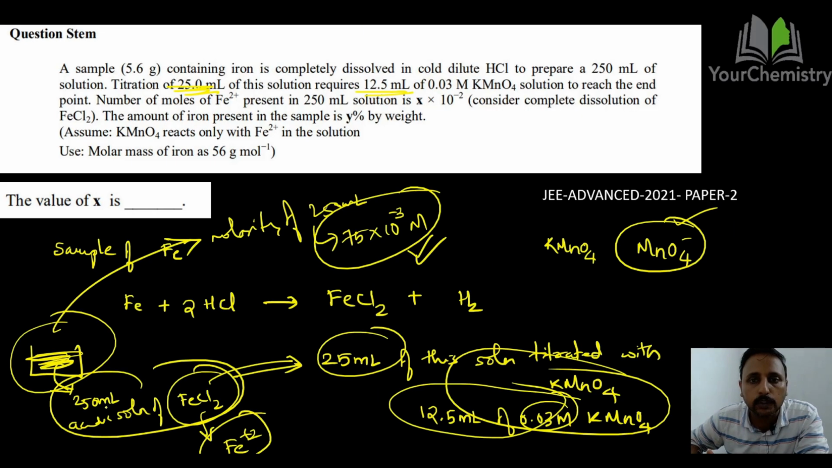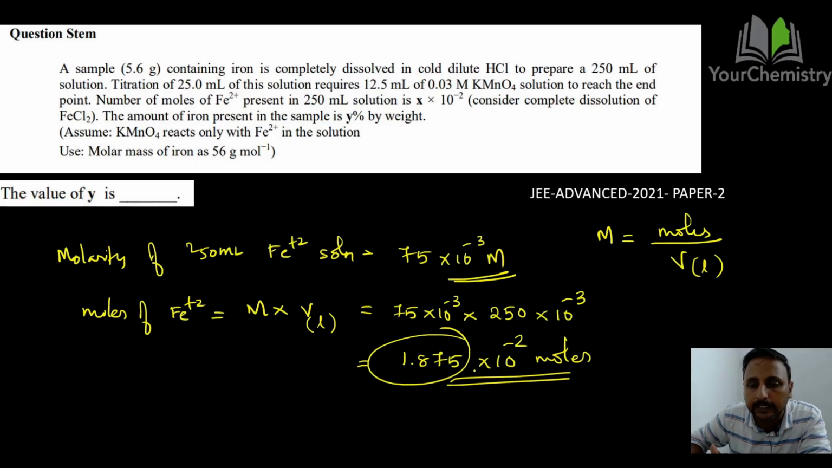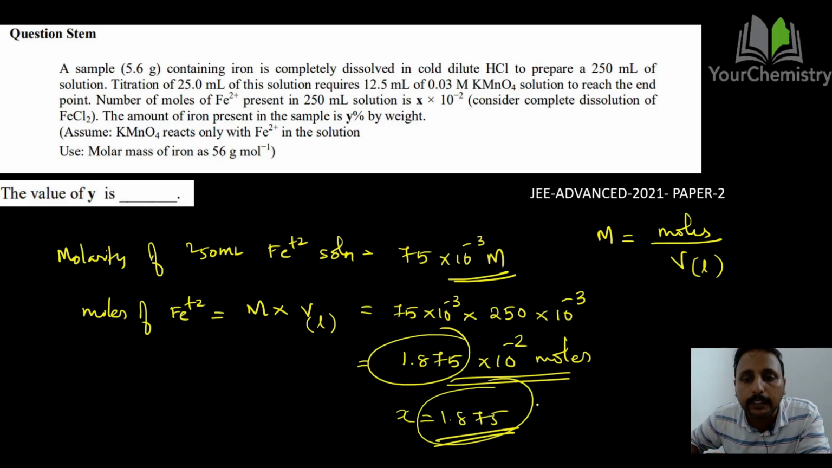So if you look at the question, the number of moles of Fe plus 2 in 250 ml is x into 10 raised to minus 2. So we just find out x as how much? We find x as 1.875. So the answer for x is 1.875, right?